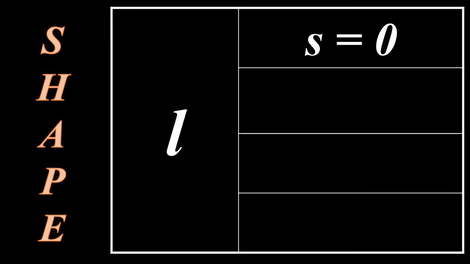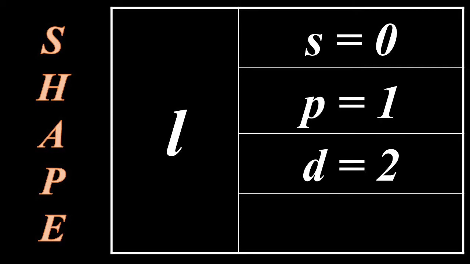The shape quantum number is exactly that. It is the shape that the electrons form in their orbit around the nucleus. Now, there are four shapes or four subshells. S is equal to 0 because it has to be a number. P is 1, D is 2, and F is 3.